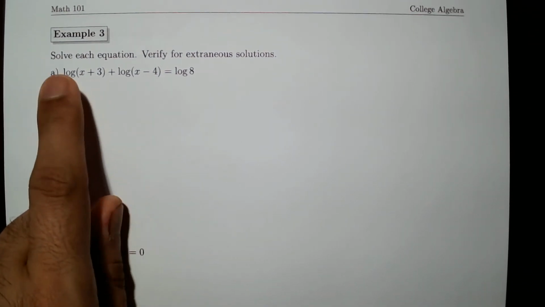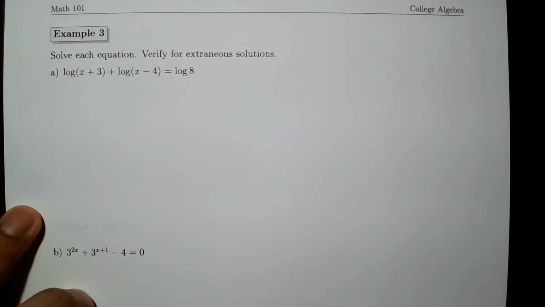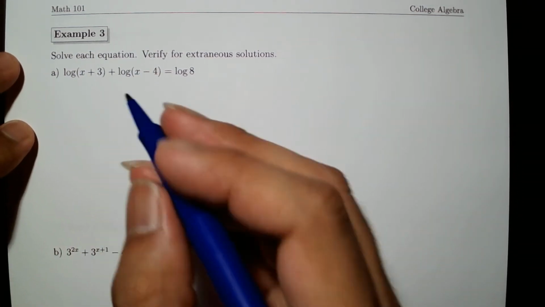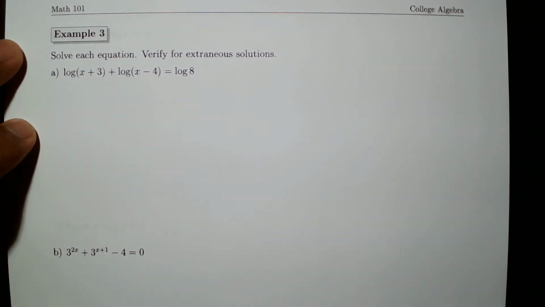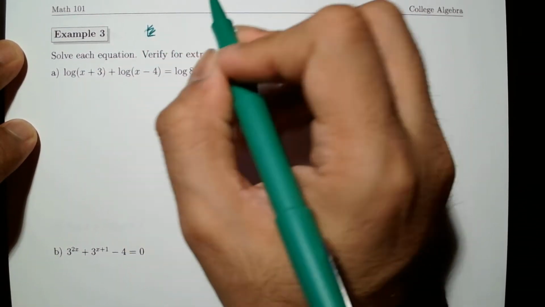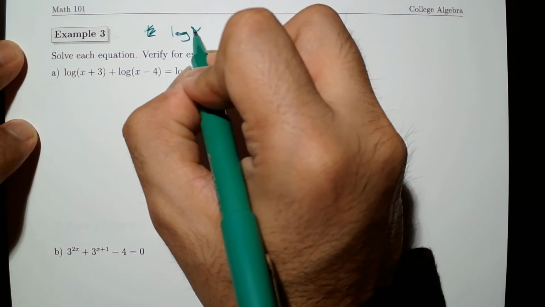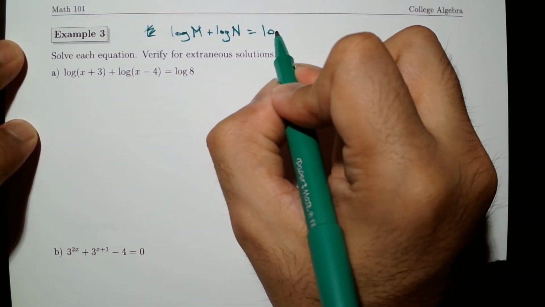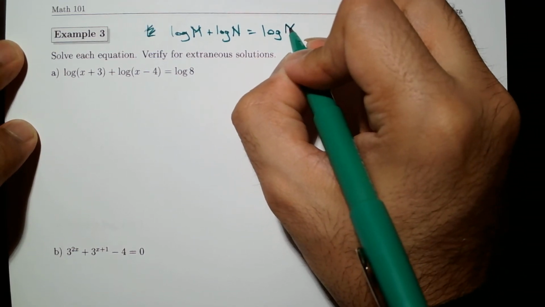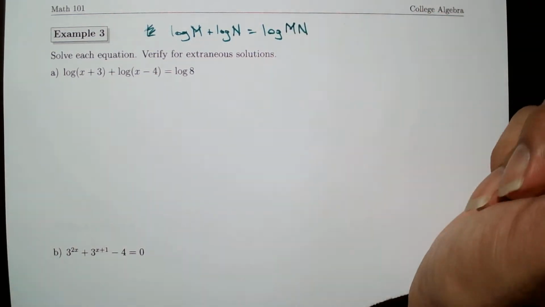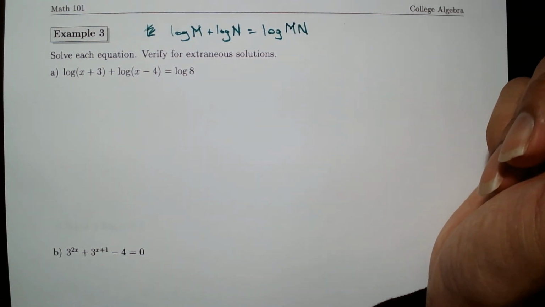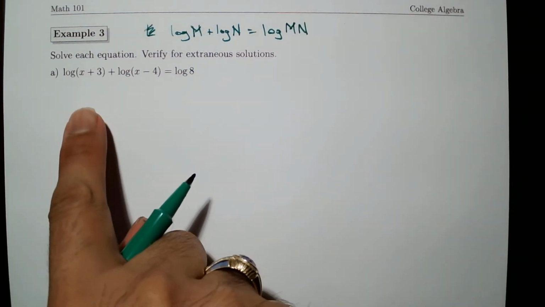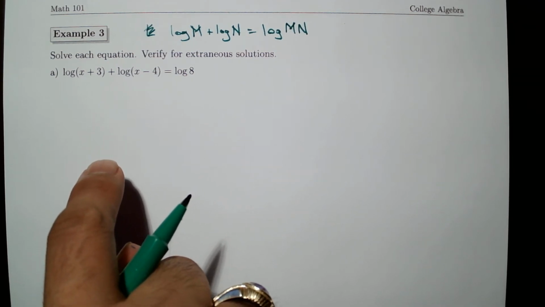For example, notice the left-hand side of this equation, you have a sum of two logarithms, all right? So what does that remind you of? That reminds us to use the properties of log, which I'm going to write above. Log of m plus log of n gives us one single log of the product m times n. So that's what we're going to do here. We are going to combine these two logarithms into a single one.